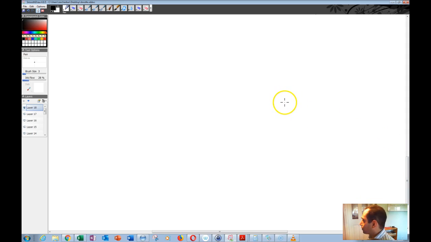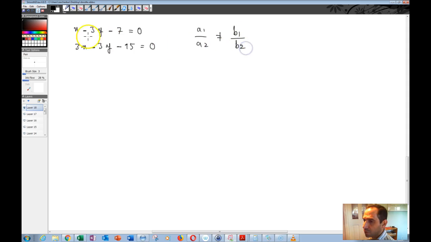Or let's say that you have x minus 3y minus 7 is equal to 0, and then you have 3x minus 3y minus 15 is equal to 0. So here we seem to have a solution, because a1 to a2 is 1/3 and b1 to b2 is 1, so basically a1 to a2 is not equal to b1 to b2. This is equal to 1/3, and this over here is equal to 1. So these are not equal, so you have one unique solution.